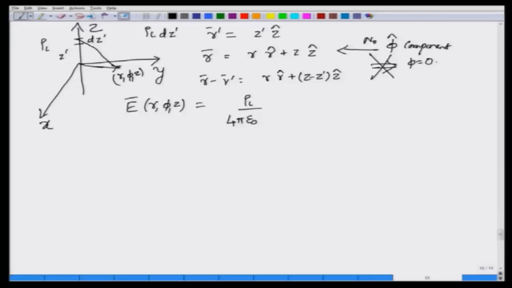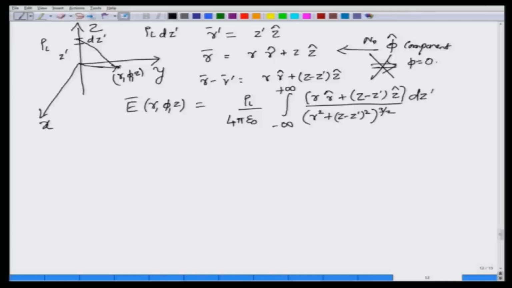I am going to take this constant outside of the integral first. The integral goes along z direction from minus infinity to plus infinity. Inside I have r minus r prime divided by the magnitude of r minus r prime to the power 3, so I have r hat plus z minus z prime times z hat, divided by r square plus z minus z prime square to the power 3 by 2. And this entire thing is integrated along z prime.